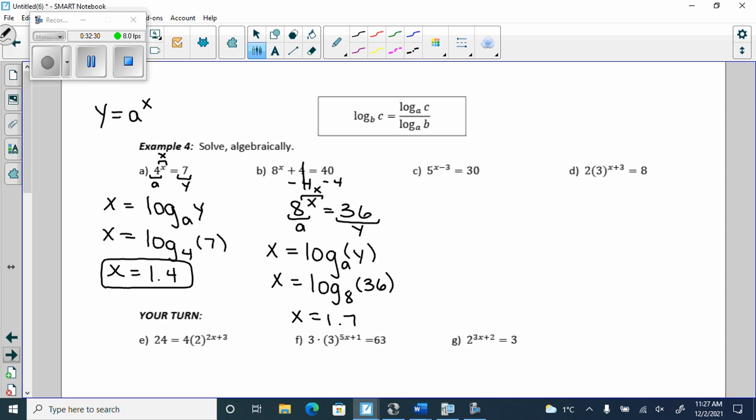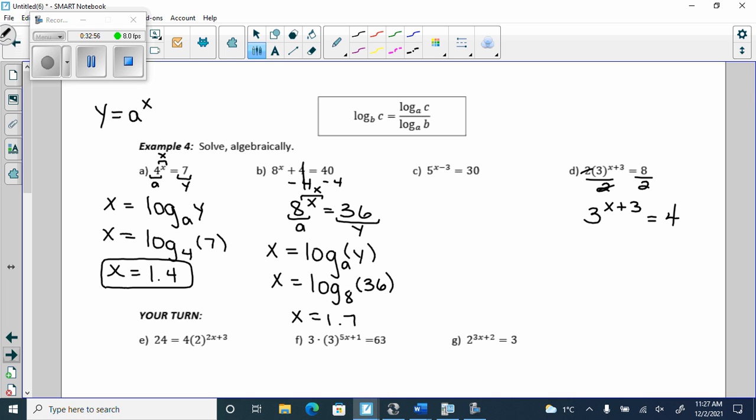What's wrong with D? Too many terms. 1, 2, 3, 4 terms. I can only have 3. So what do I have to do first? Divide by 2. It's a lot like the question we did before. 3 to the x plus 3 equals 4. Can I make 3 and 4 be the same base? No, so I have to convert it to a log.